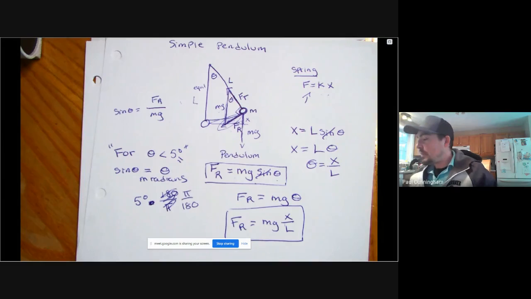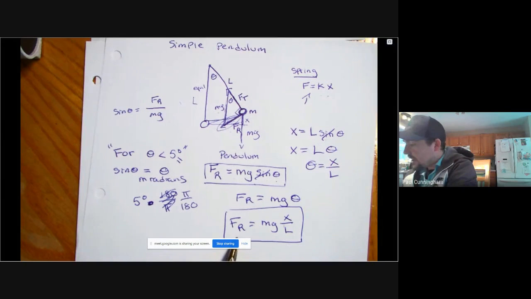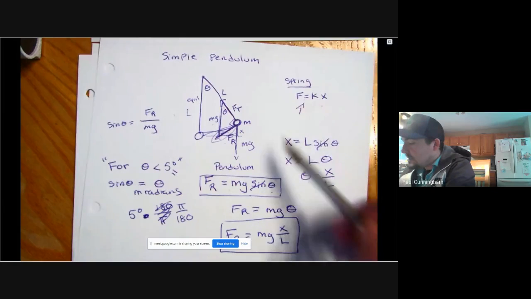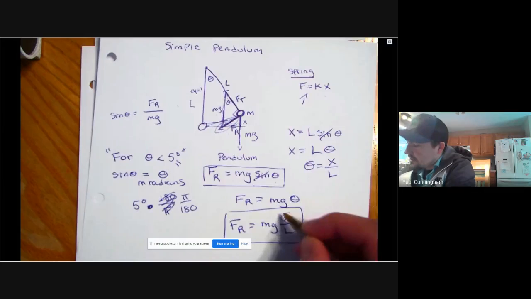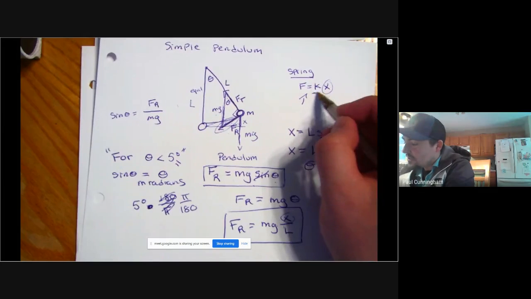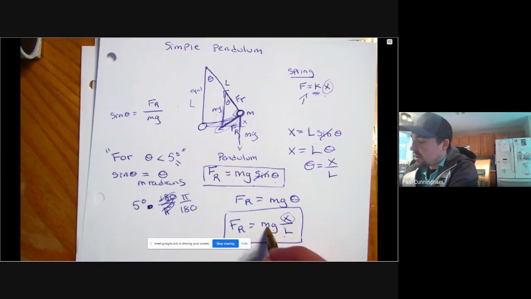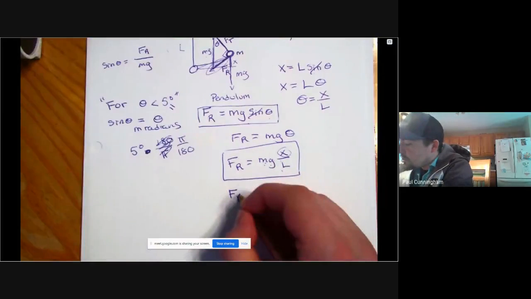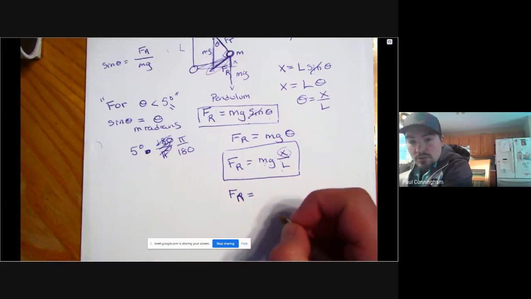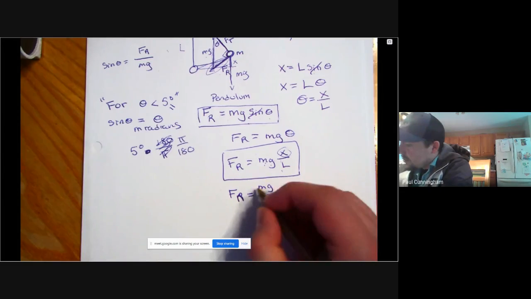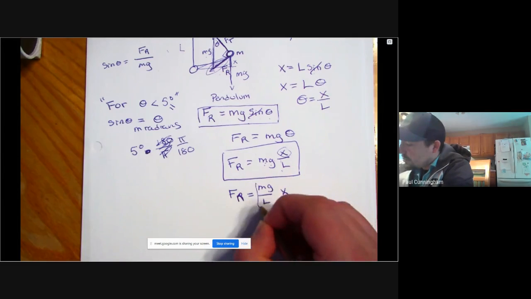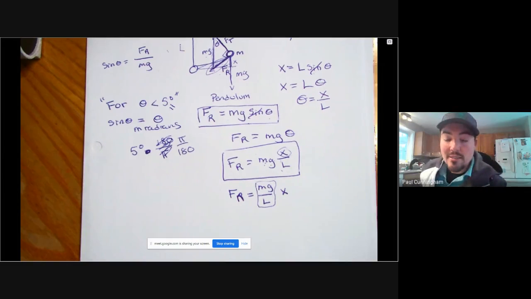Okay, now comparing this, up to here, I want to get these things related. Now I have an x, I had an x here. This was a spring constant. This mg over L is also a constant. So the way we usually write this is the restoring force is equal to mg over L times x, where this is equal to the spring constant, in this case, the pendulum constant.